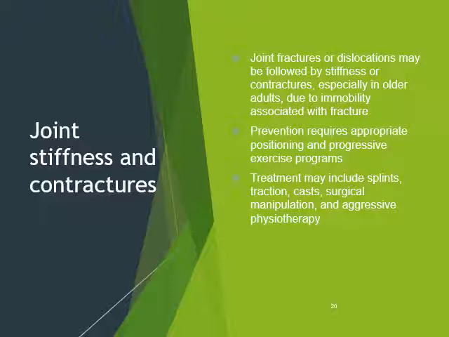Prevention requires appropriate positioning and a progressive exercise program. So changing the position, if you have to elevate an arm or a leg for swelling of a fracture, that's fine, but they should be moved around. A range of motion should be done, whether it be passive or active range of motion in the joint area, to prevent contractures. Treatment may include splints, traction, casts, surgical manipulation, and aggressive physical therapy.